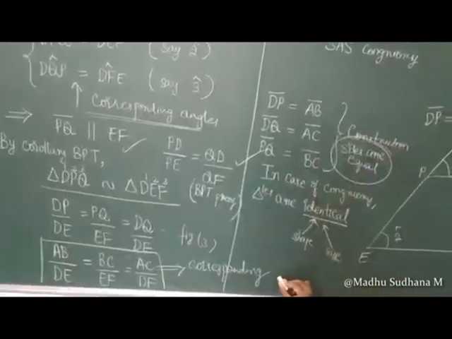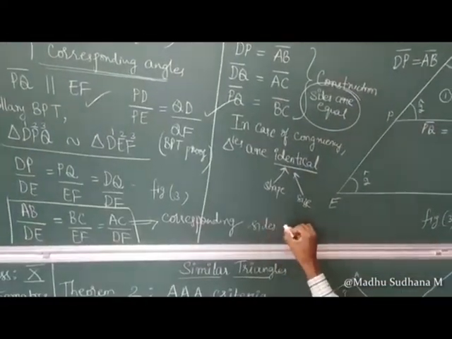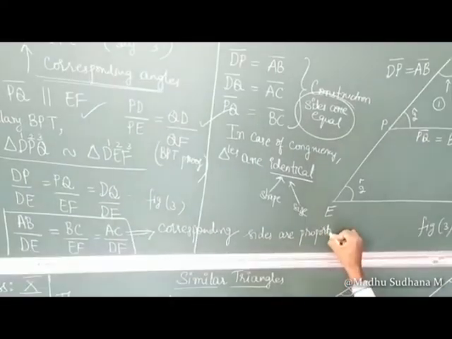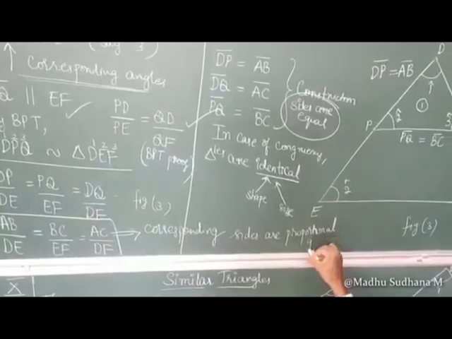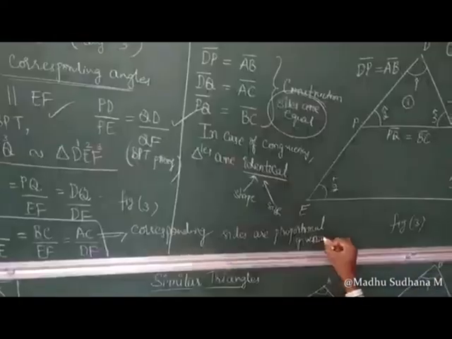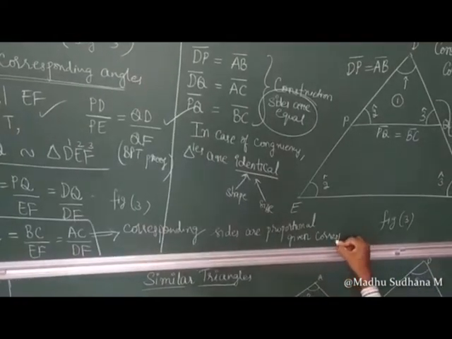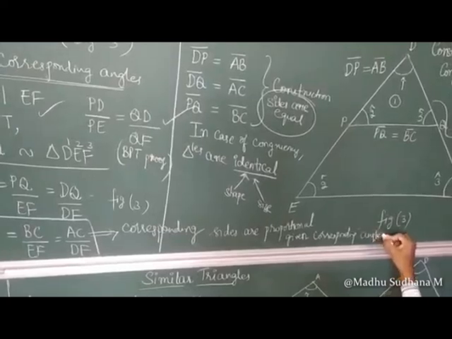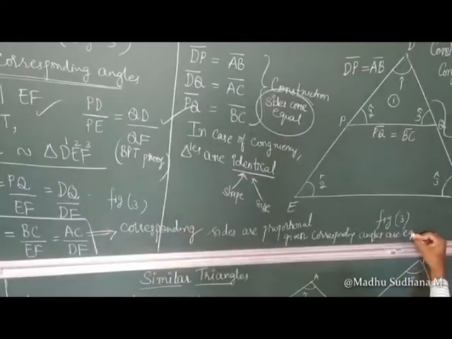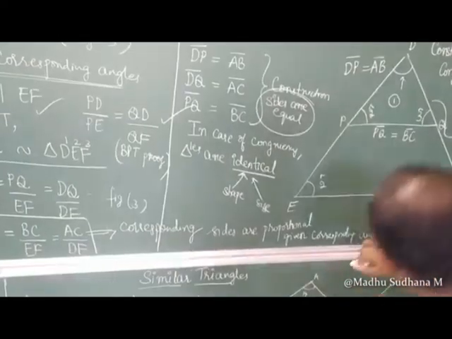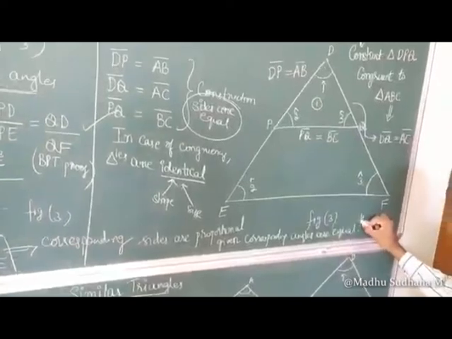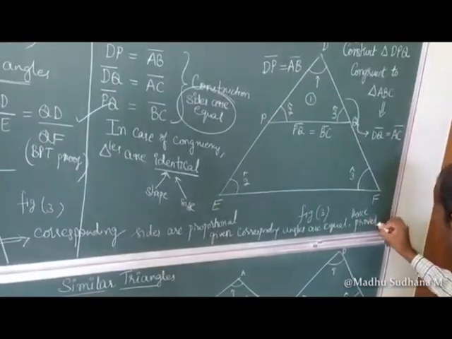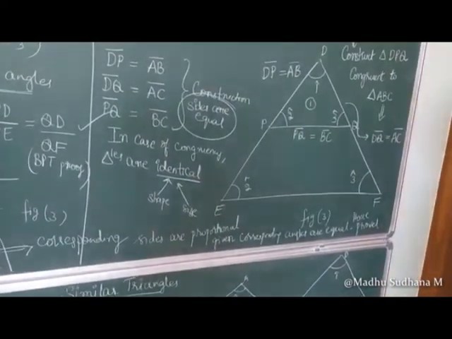So this implies that the corresponding sides are proportional, given the corresponding angles are equal. So this is the proof of this theorem. So hence proved. Followed it, children? So hence proved.